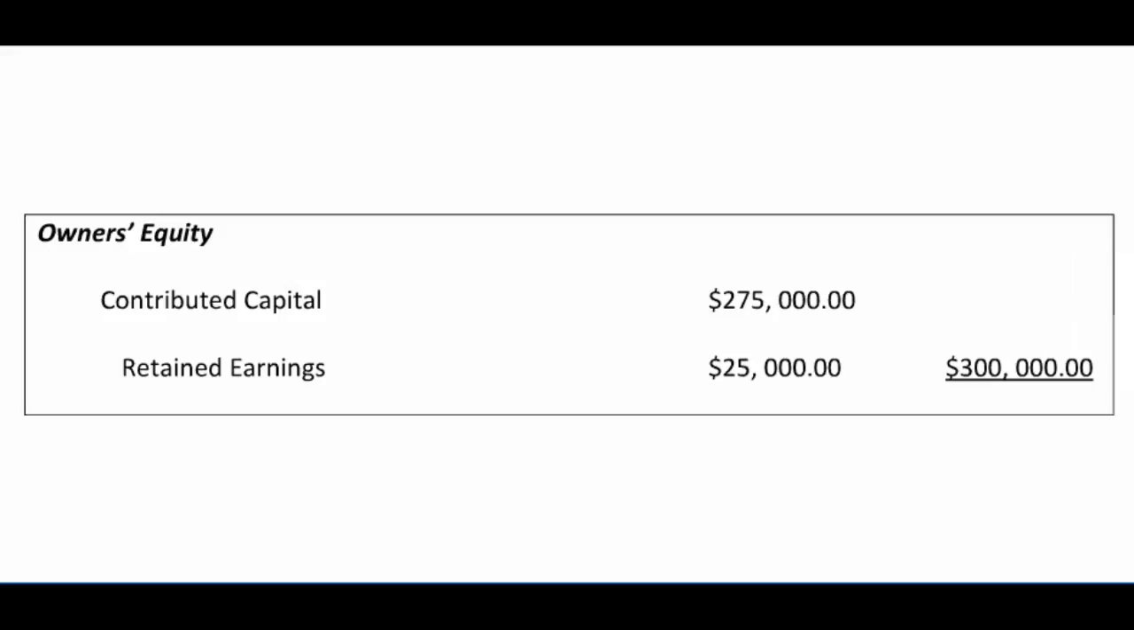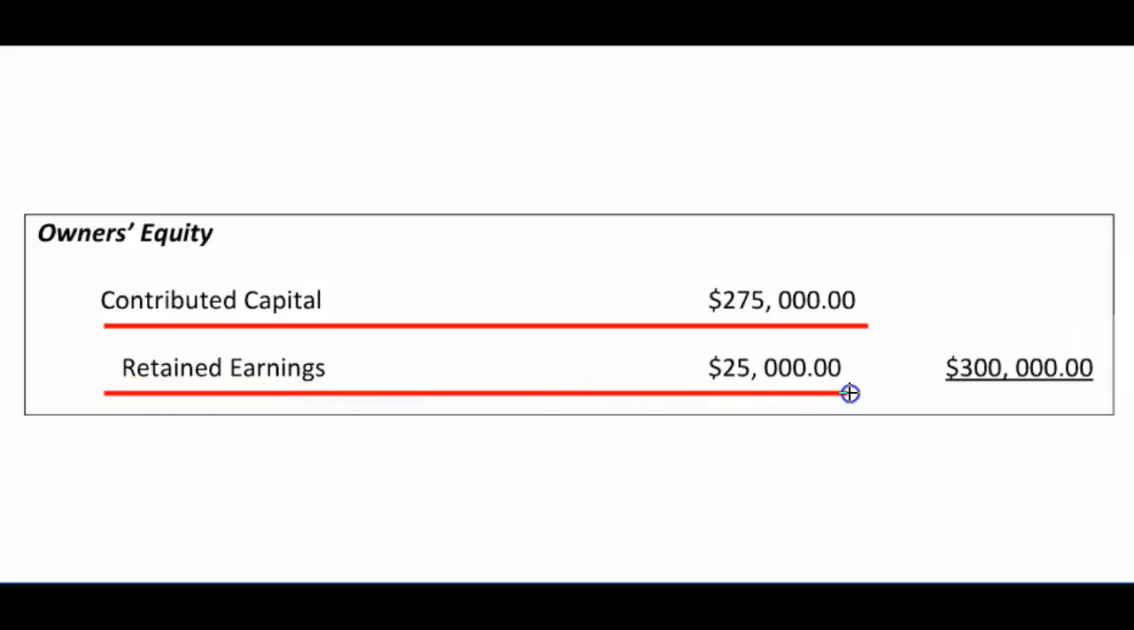The owner's equity can typically be divided into contributed capital, or finance injected into the business, and retained earnings, which are earnings achieved by the business in reporting periods that have been retained by the business and not distributed. The total owner's equity value in this hypothetical balance sheet is $300,000.